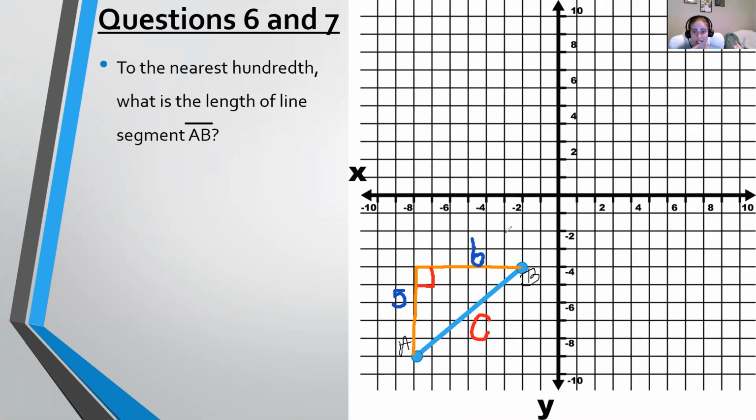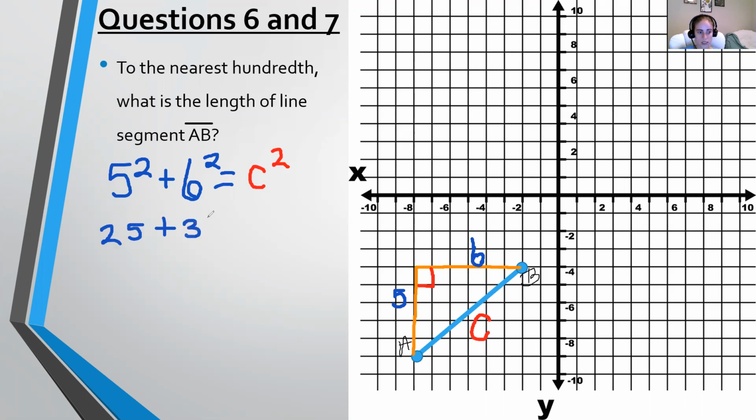Now we have a problem very similar to the first two, and we can use the Pythagorean theorem to find the length, to find the distance of line segment AB. So the Pythagorean theorem says a squared, which would be one of our legs, so 5 squared, plus b squared, our other leg, 6 squared, is equal to c squared, our hypotenuse, and that is our line segment. That's what we don't know, which means it stays a variable. 5 squared is 25. 6 squared is 36. And that's still equal to c squared.